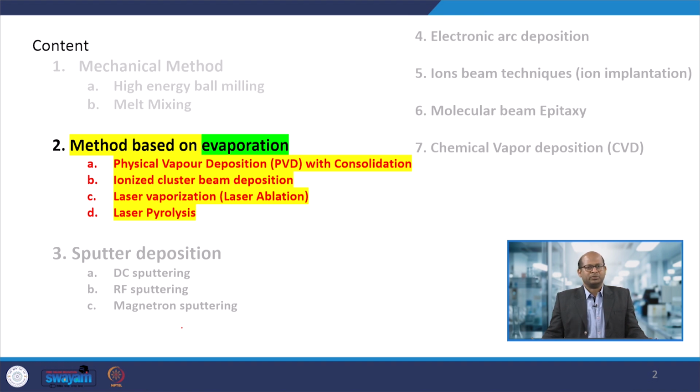Ion cluster beam deposition, that is another evaporation method, will be discussed, and then the laser vaporization or laser ablation method to prepare nanomaterials, and then laser pyrolysis. These are the things that will be discussed in these lectures.